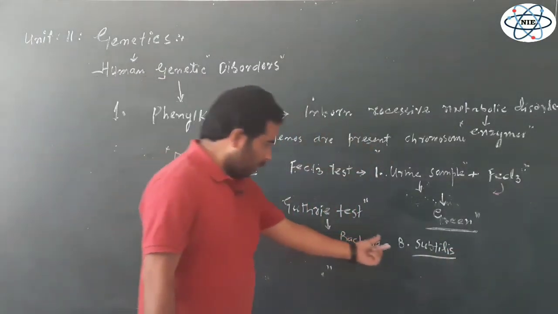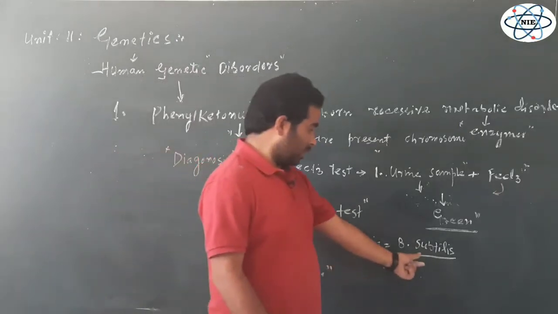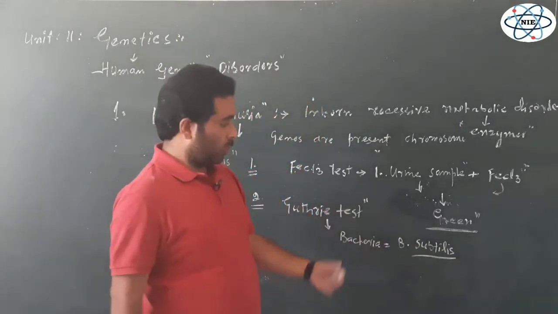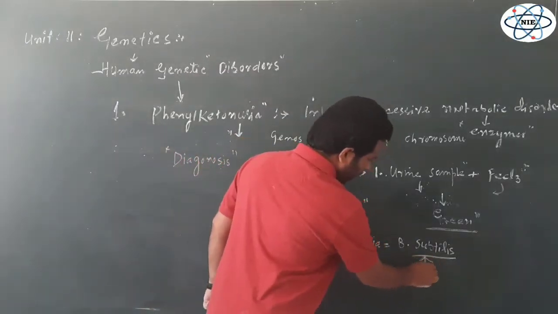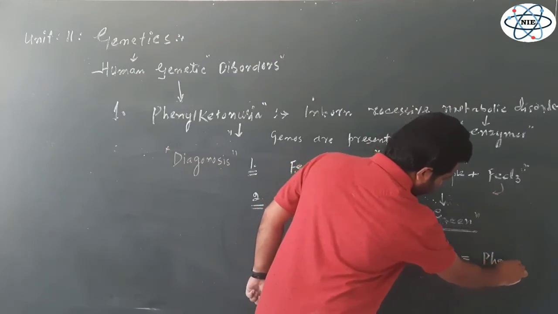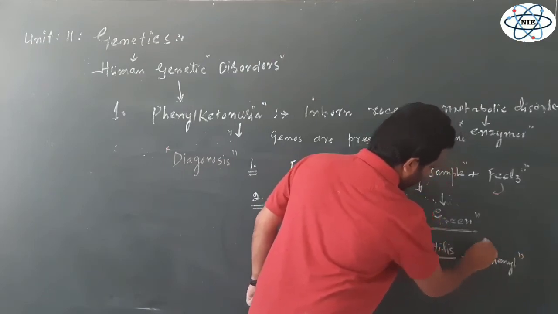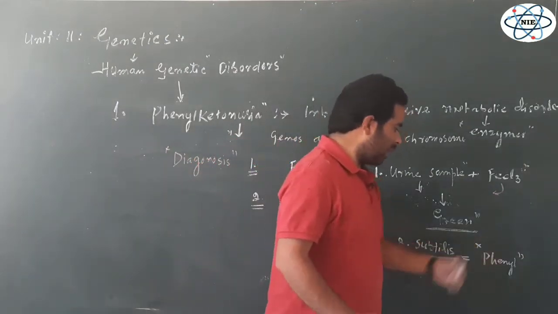And what is the character of this bacteria? It has been proved that this bacteria generally produces so many colonies if its growth medium contains phenylalanine. So that means there is much growth of this Bacillus subtilis in presence of phenylalanine.